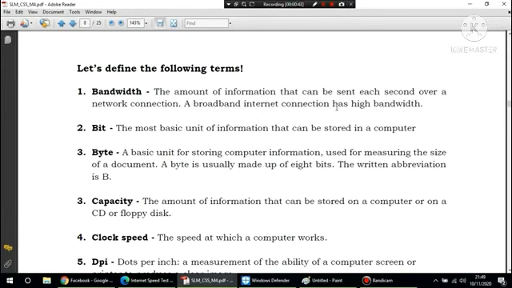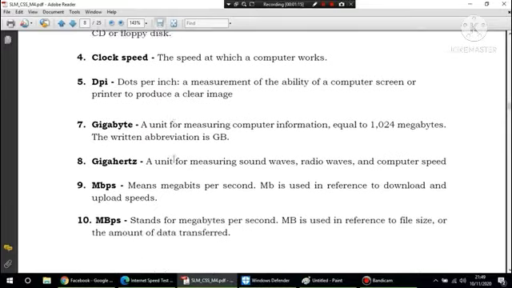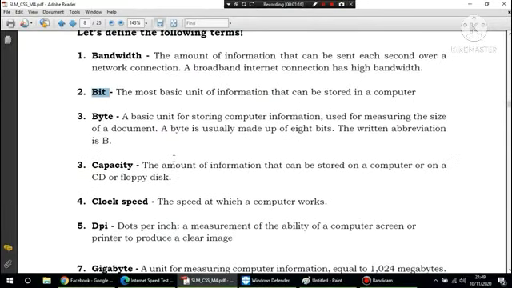Number 2, bit. The most basic unit of information that can be stored in a computer. So bit is the language of the computer, that is 1 or 0. Like in us, the language that we are using is English. In a computer, they only read 1 or 0. I will explain that one later.